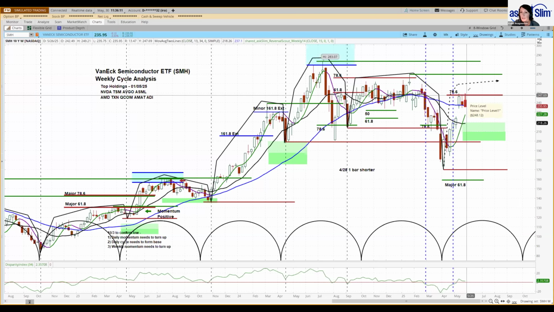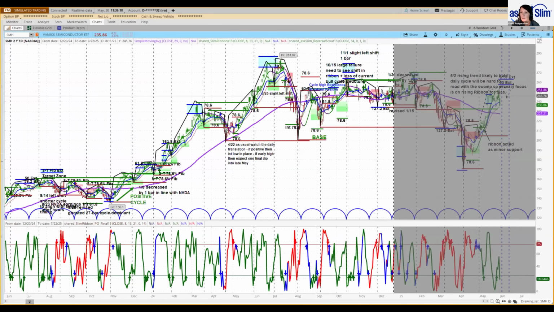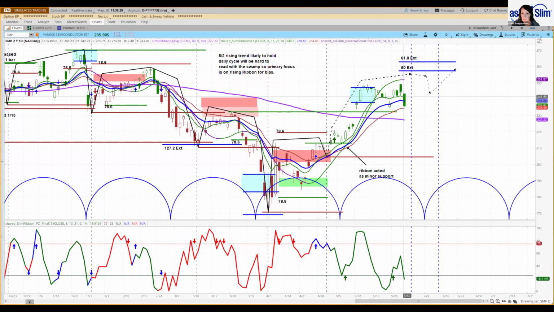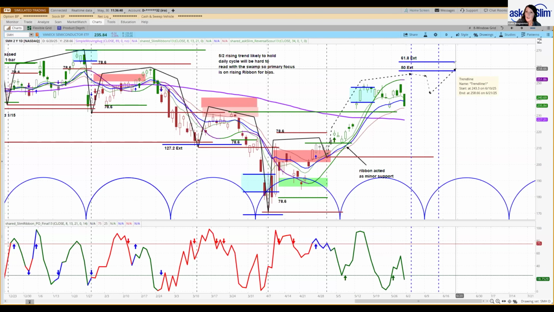We have got 3 weeks of trying to get through that area, but unable to do so. Over on the daily chart, we have a mixed momentum condition here. Our slim ribbon is still positive. Our reversal scout has turned purple, showing negative momentum, and that makes sense. That often happens as we move into a daily cycle timing window when we expect the current daily cycle to form a trough and then to move back up into the rising phase of the next cycle.